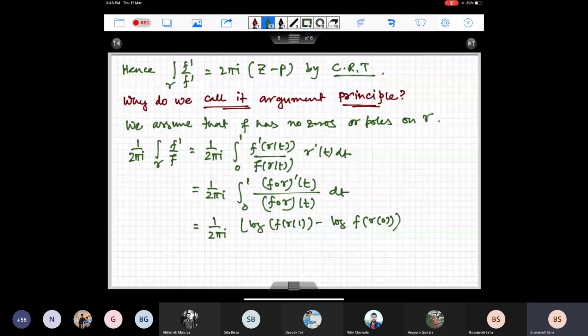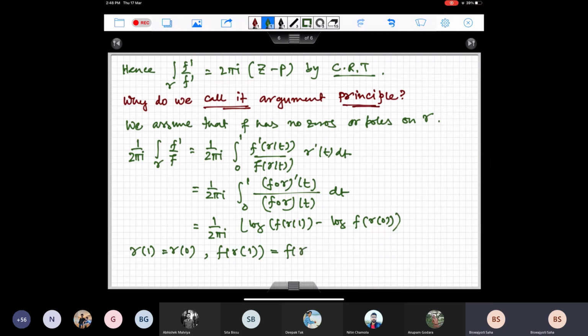This is precisely what I get. Okay, fine. That's all good. Now, let's observe certain things. I have gamma 1 is equal to gamma 0. That's fine. So therefore, f of gamma is a closed curve, so f of gamma 1 will be f of gamma 0. Now the point is here, log, of course, these two are equal as numbers.